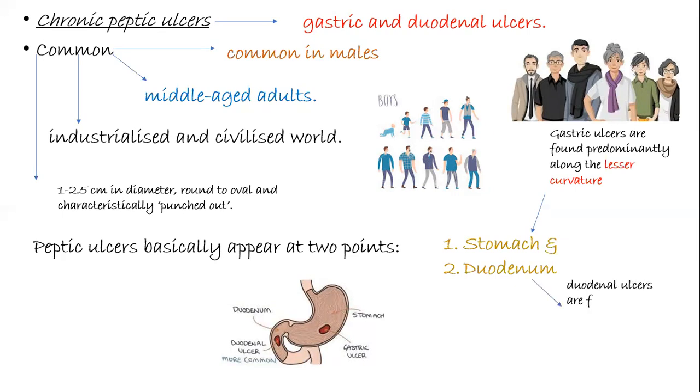Duodenal ulcers are mostly found just beneath the pyloric sphincter. So we can say it occurs immediately post-pyloric, in the first part of the duodenum. Now we'll take a look at the causes of peptic ulcers, or the etiology.